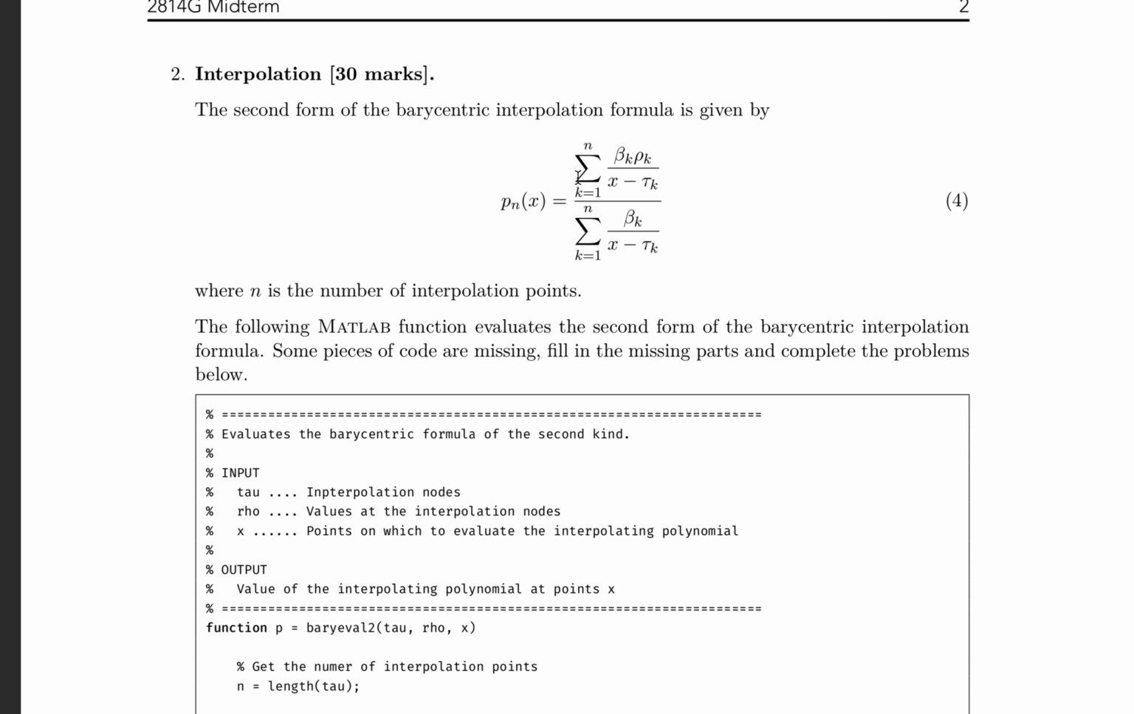Here we have the summation of beta k times rho k over x minus tau. In this case, only the beta, rhos, and taus are changing; the x are always constant. That's why the numerator has to be of size x, because we are always going to output a vector, because these are all numbers, whereas this is a vector.